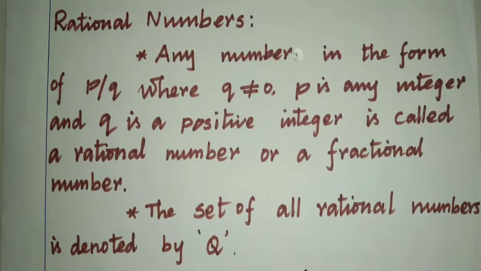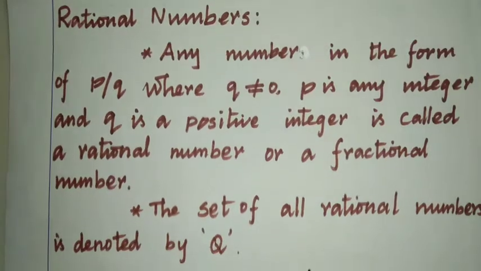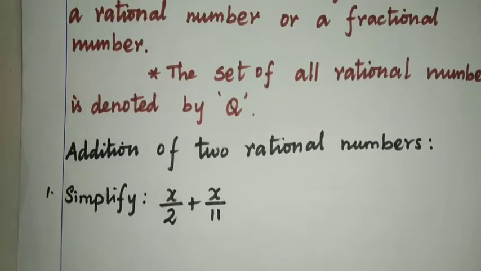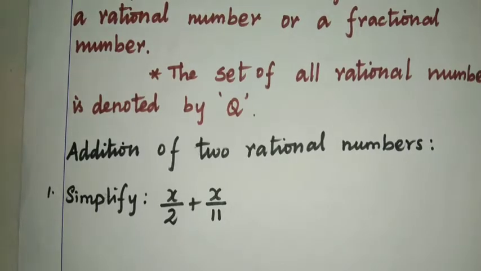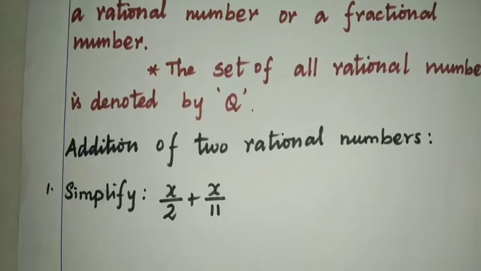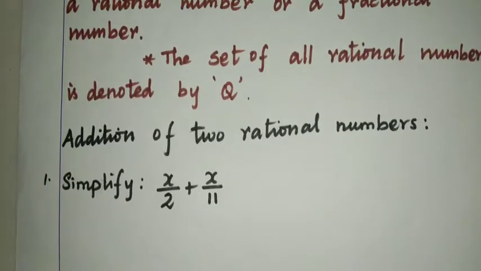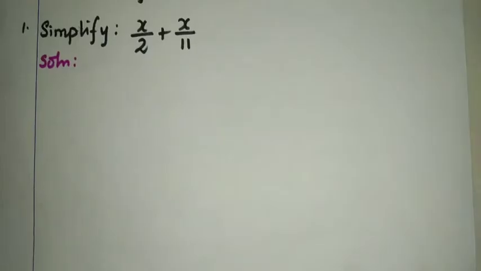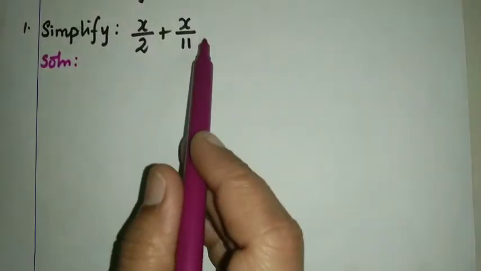Then next we move on to the addition of two rational numbers. We already know how to add and subtract two rational numbers. Today we are going to see rational numbers with variables. Here x is the variable. The question is: simplify x by 2 plus x by 11.